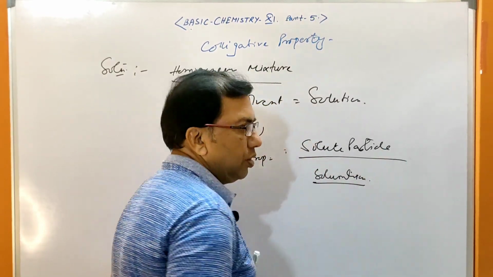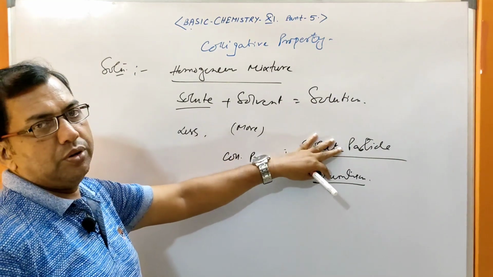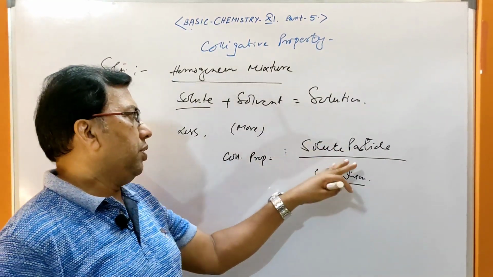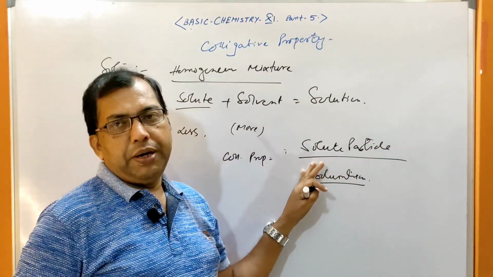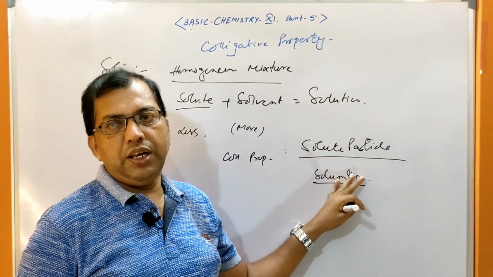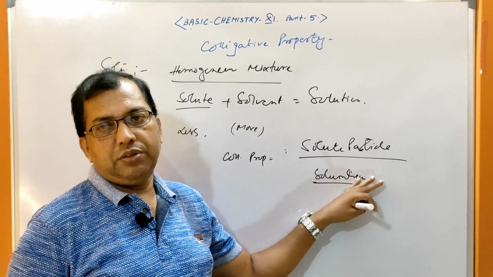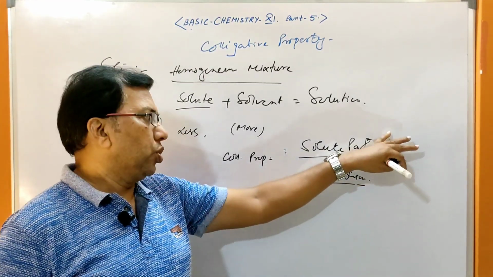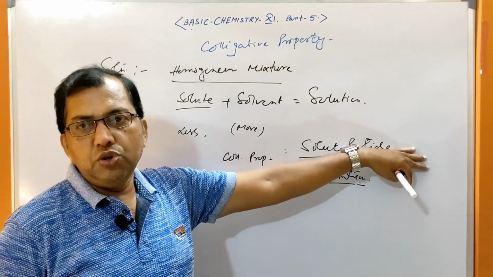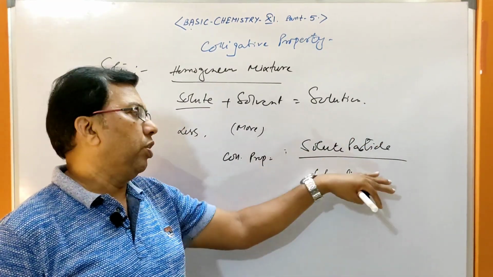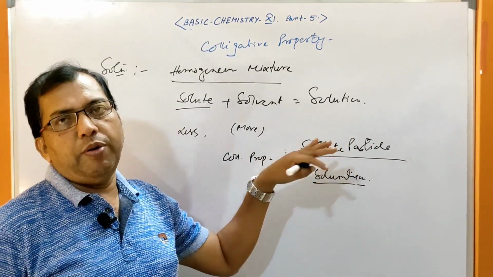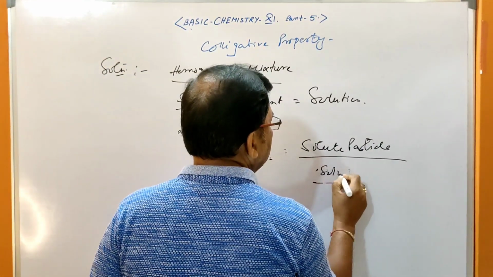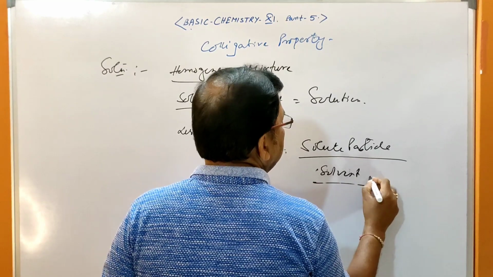Particles present in the solution. This is the ratio: solute particles present divided by the particles present in the solution. Clear? Solute particles to solvent particles. And solute plus solvent is solution. Solute particles to solvent particles. It will be solvent particles.